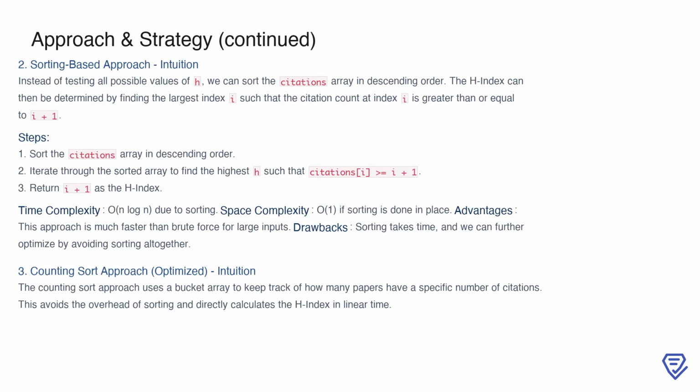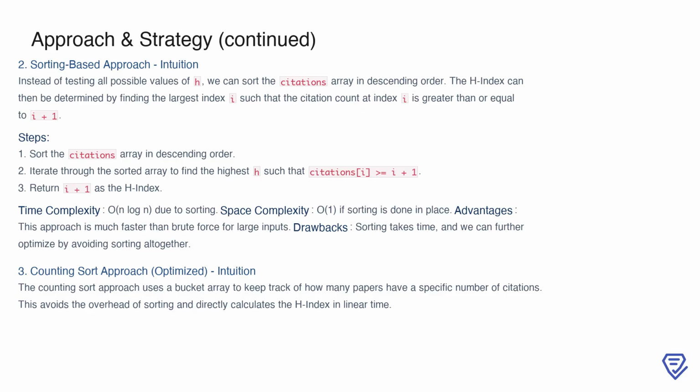Now, a more efficient approach involves sorting the citations array. By sorting the array in descending order, we can simplify the process of finding the H-index. The key insight here is that the H-index can be determined by finding the largest index I where the citation count at that index is greater than or equal to I plus 1. This eliminates the need to test every possible value of H. The process starts by sorting the citations and then iterating through this sorted array to check the condition at each step. The result, I plus 1, gives the H-index.